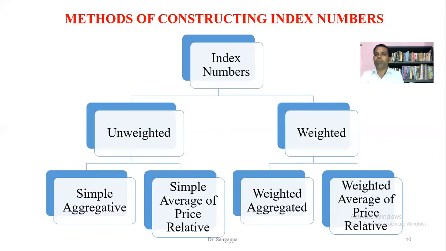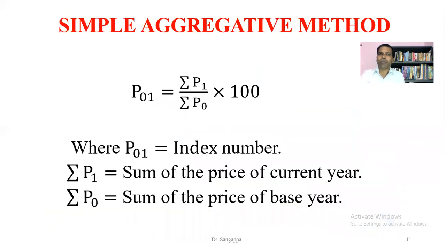Then let us come to the weighted method. In the weighted method also we can classify 2 methods. Number one, weighted aggregative method, and number two, weighted average of price relative. So these are the methods of constructing the index numbers.